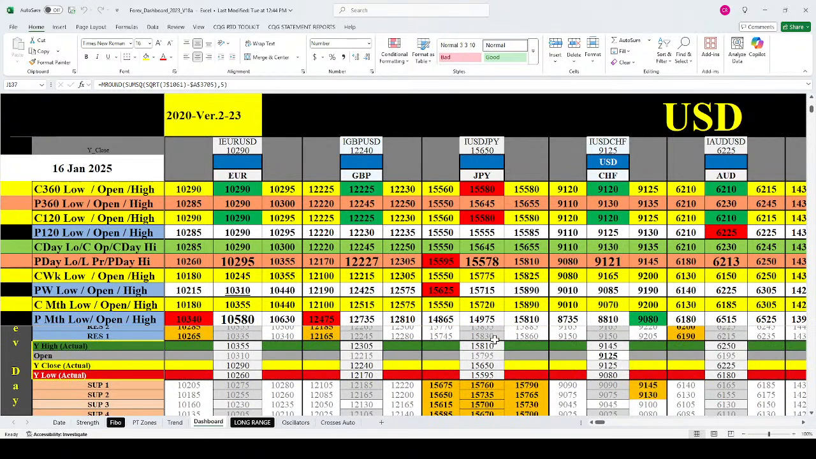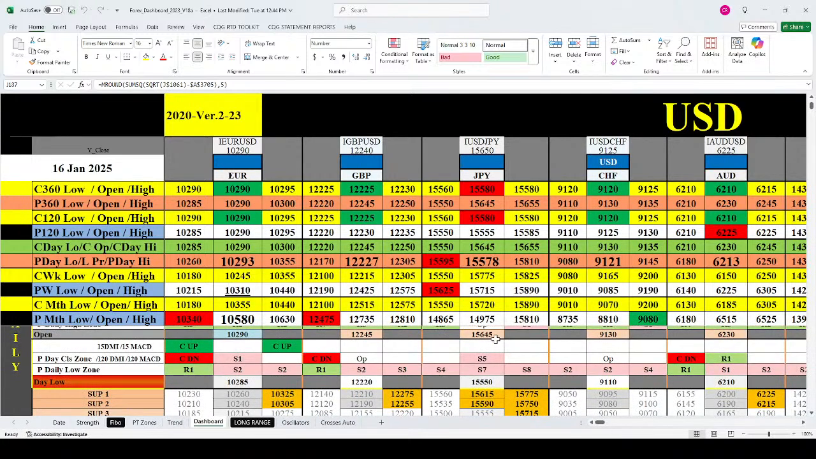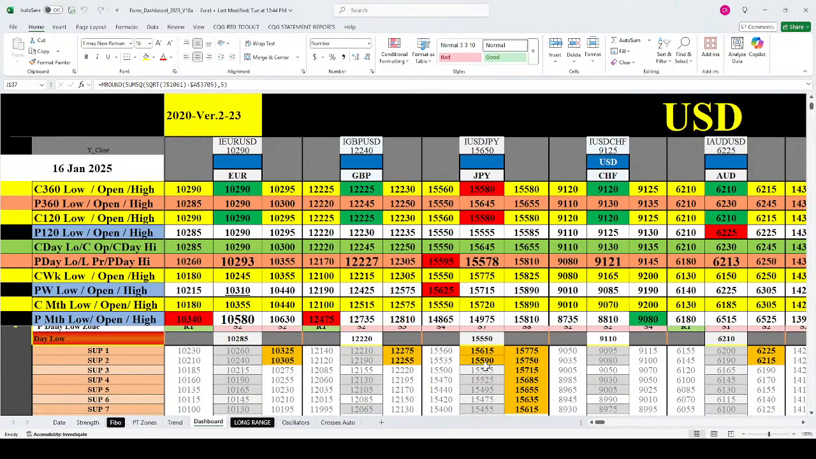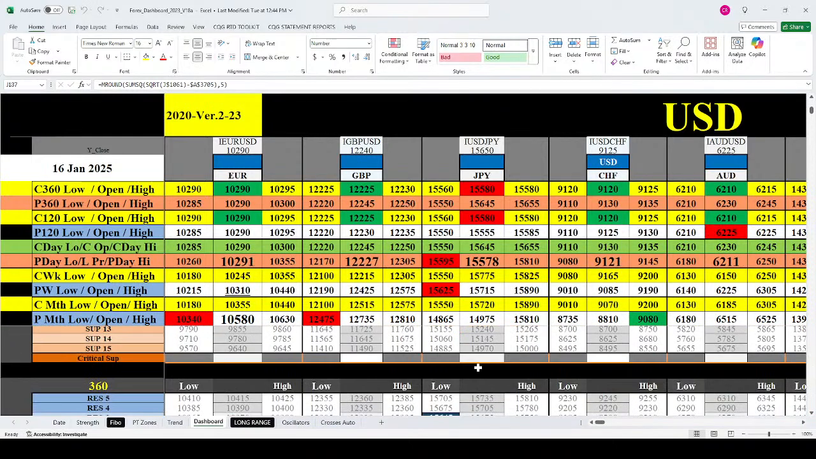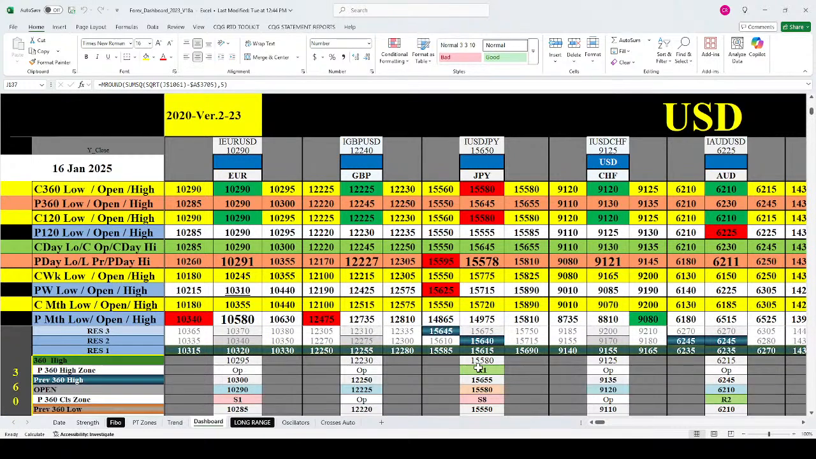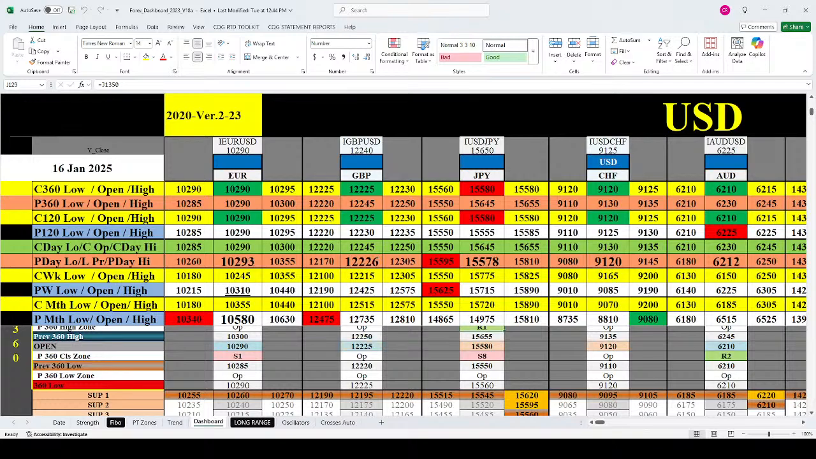So overall, all the forces are pointing down. The next key support is 155.35. If it breaks, we should see 154.95 and 154.40. So this is a clear sell and hold trade. So what we would be doing, let's verify it with the chart.